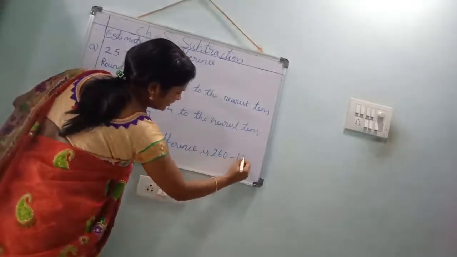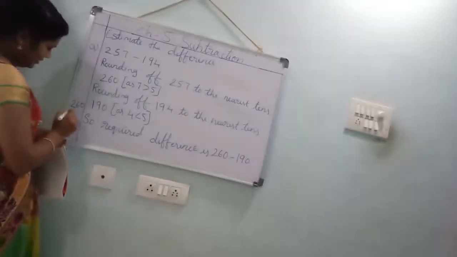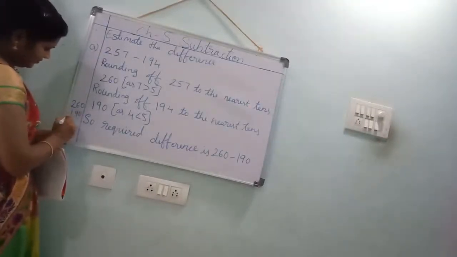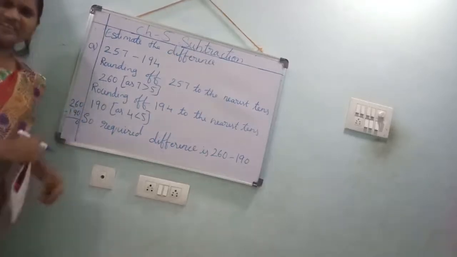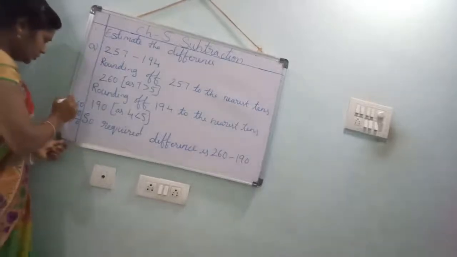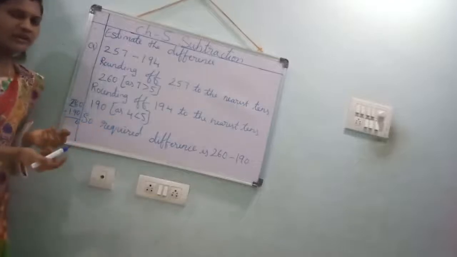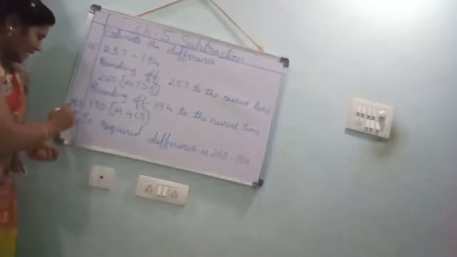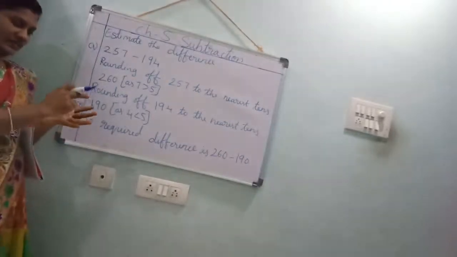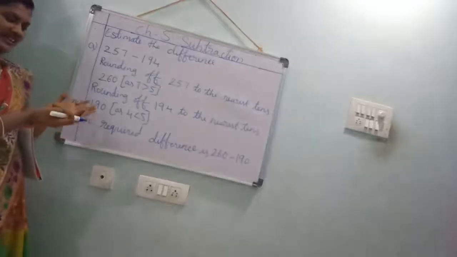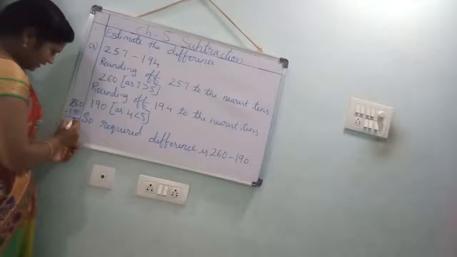260 minus 190. See, 260 minus 190. See, 0 minus 0, 0. In the 6, will 9 go? No. What do you have to do? You should take borrow. 16. Can you open 16 fingers? No. What do you have to do? You should add 9 up to 16. Understood? After 9, 10, 11, 12, 13, 14, 15, 16. How many fingers came? 7 fingers came. That 7 you should write here.